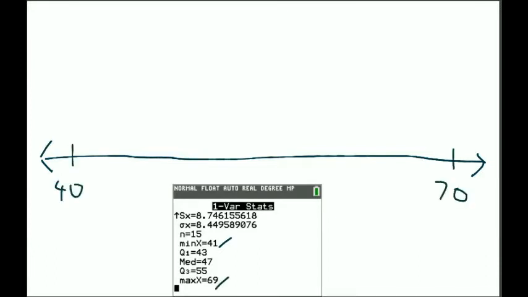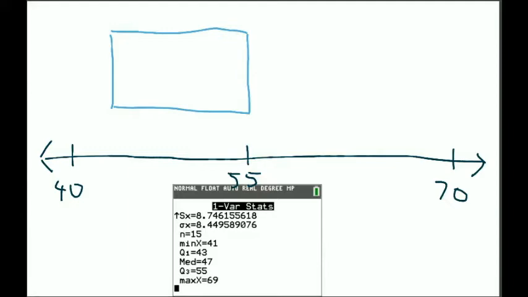So we're going to put 40 on the far left and 70 on the far right. So halfway in between there is 55. Now remember, we draw a vertical line at Q1, which is 43, which is approximately right there. Next, we draw a vertical line at Q3, which is 55. Now we enclose this into a box. Remember, the median is somewhere in there at about 47.